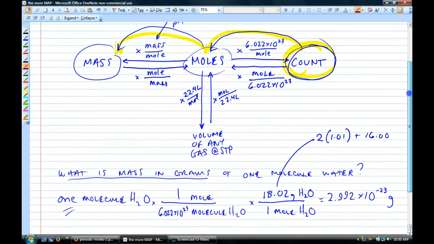So hopefully that'll help you out a little bit, help clarify things, and if you want, you can even memorize that picture, the mole map, in your mind and use that to help you with your problem.